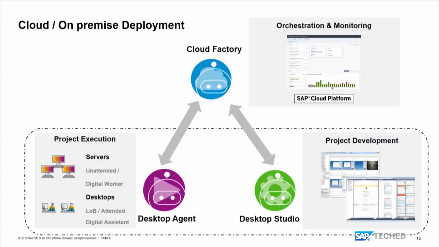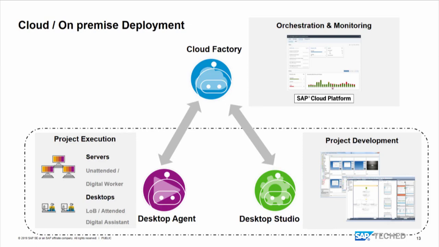Now let's have a look to the SAP solution. So the SAP RPA and intelligent RPA solution is globally divided in 3 main components. The first one is the cloud factory. It's what we call in the RPA world the control room.